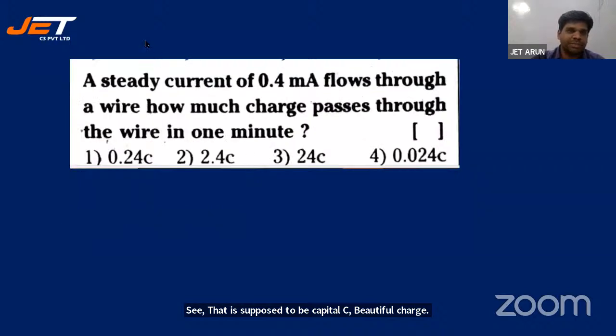Right, here's the next one, students. A steady current of 0.4 milliampere flows through a wire. How much charge passes through the wire in 1 minute? Current is given, time is given, charge is asked.